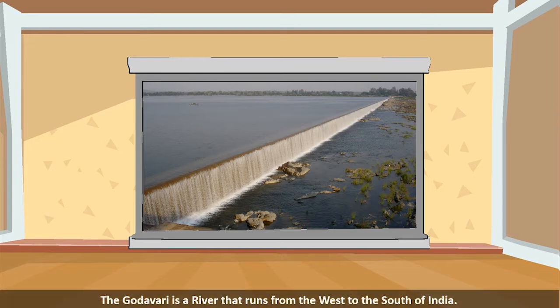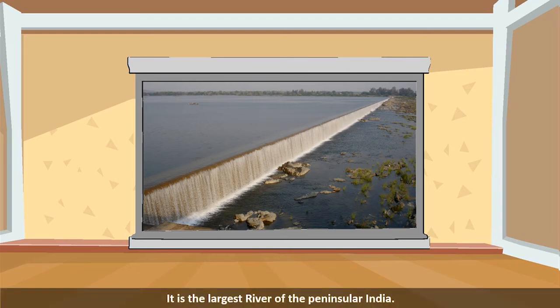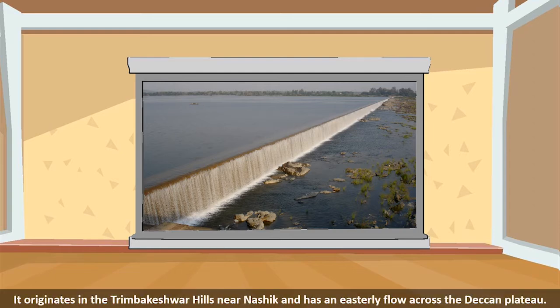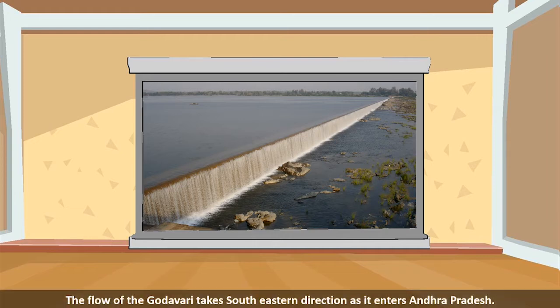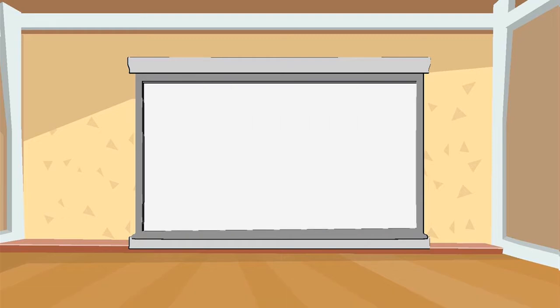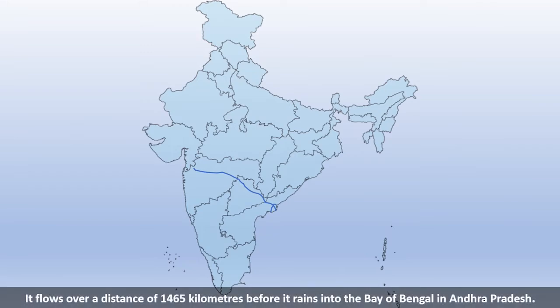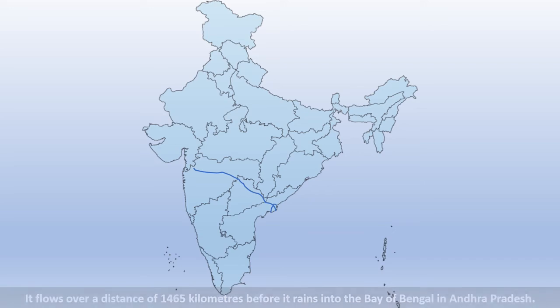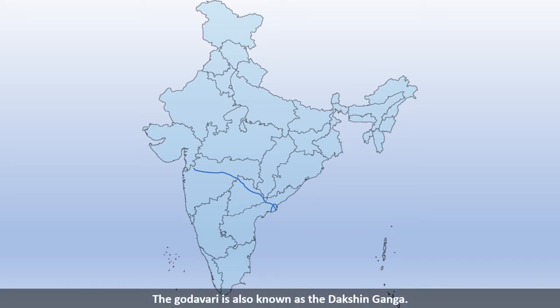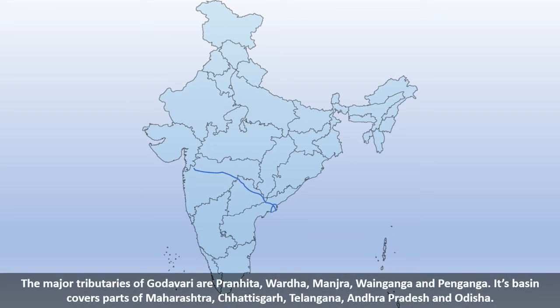The river Godavari flows to the east, in the south of India. This river is the largest river in peninsular India. It originates at Trimbakeshwar Hills in Nasik. This river flows through the states of Andhra Pradesh. It drains into the Bay of Bengal in Andhra Pradesh. It is also named as Dakshin Ganga. Pranhita, Wardha, Manjira, Wainganga and Penganga are its significant tributaries. This river covers states such as Maharashtra, Chhattisgarh, Telangana, Andhra Pradesh and Odisha.